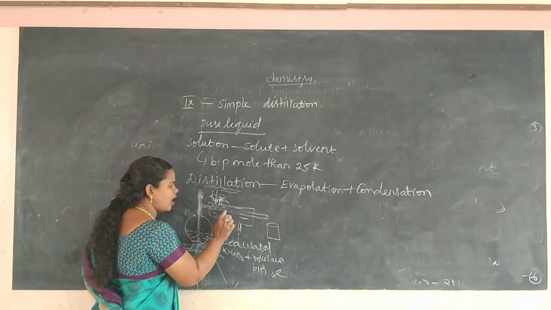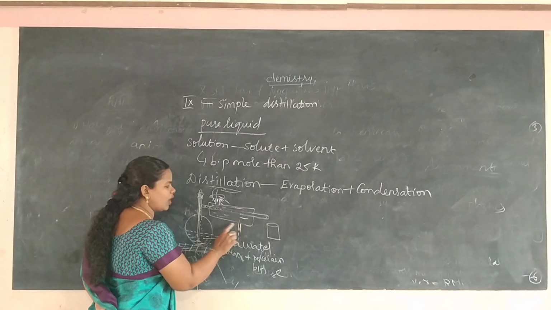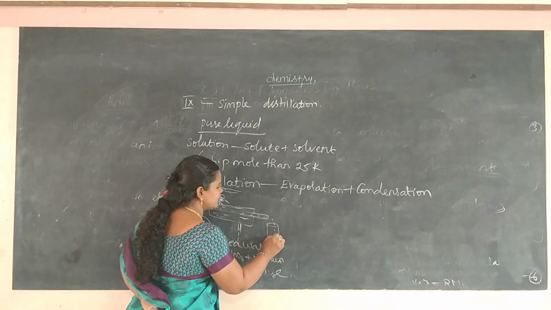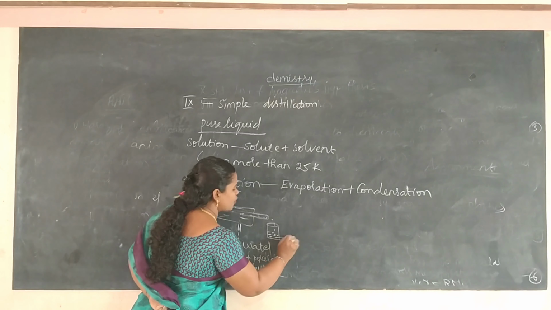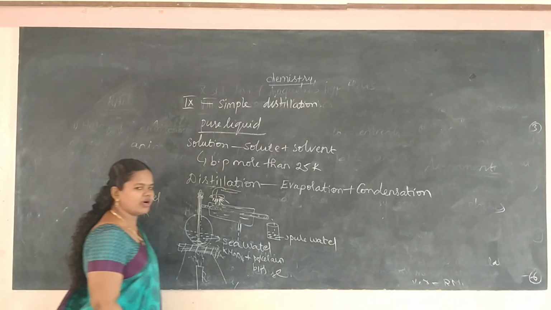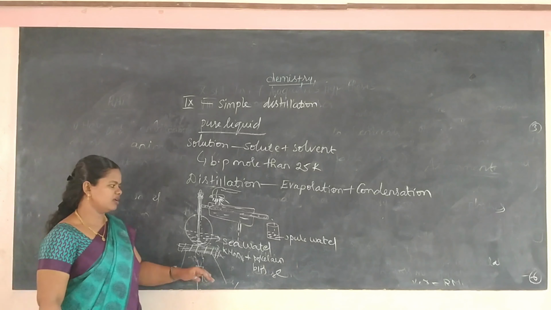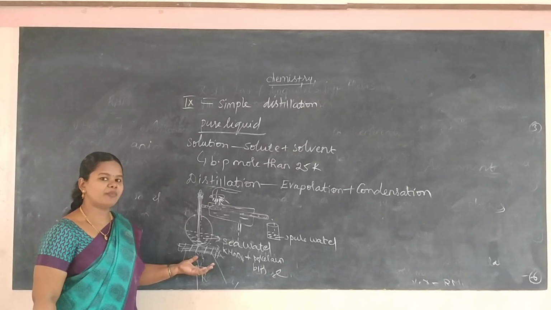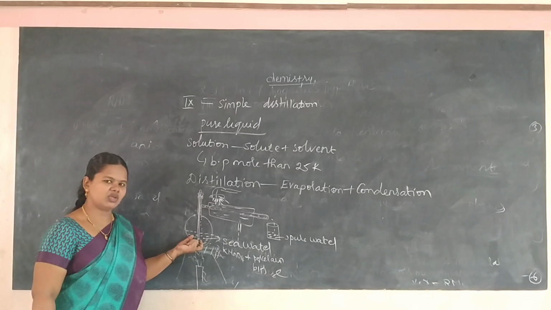So when hot vapors are coming, the cool water will condense the hot vapors and we get the pure liquid, pure water or distilled water. So here ultimately what happens? What is happening? Evaporation. First we are heating the liquid.